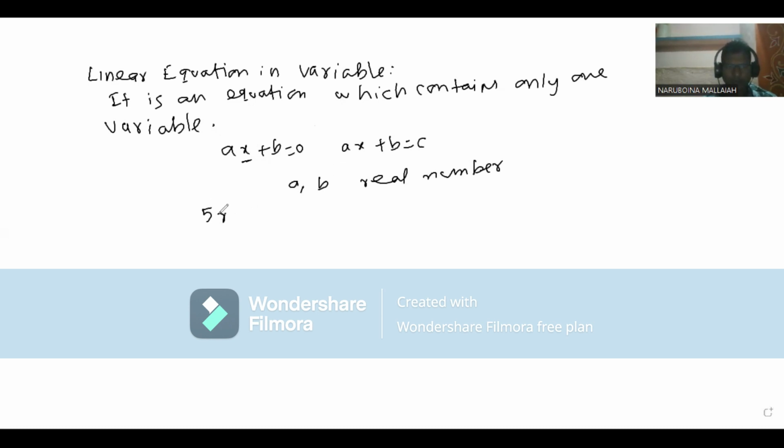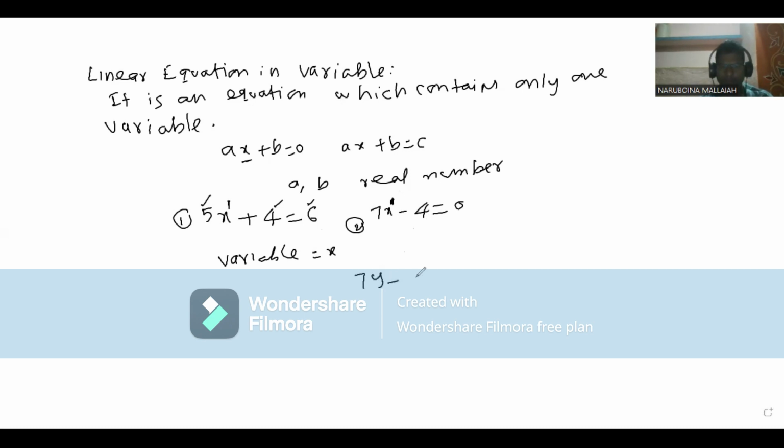See some more examples I am writing. 5x plus 4 is equal to 6. 7x minus 4 is equal to 0. If you observe carefully, in the first equation we have variable x, and 5, 4, 6 are numbers. The degree of variable x, the exponent of x, is 1. Here also the degree of variable x is 1, and 7, 4 and 0 are constants. So these are linear equations in one variable.